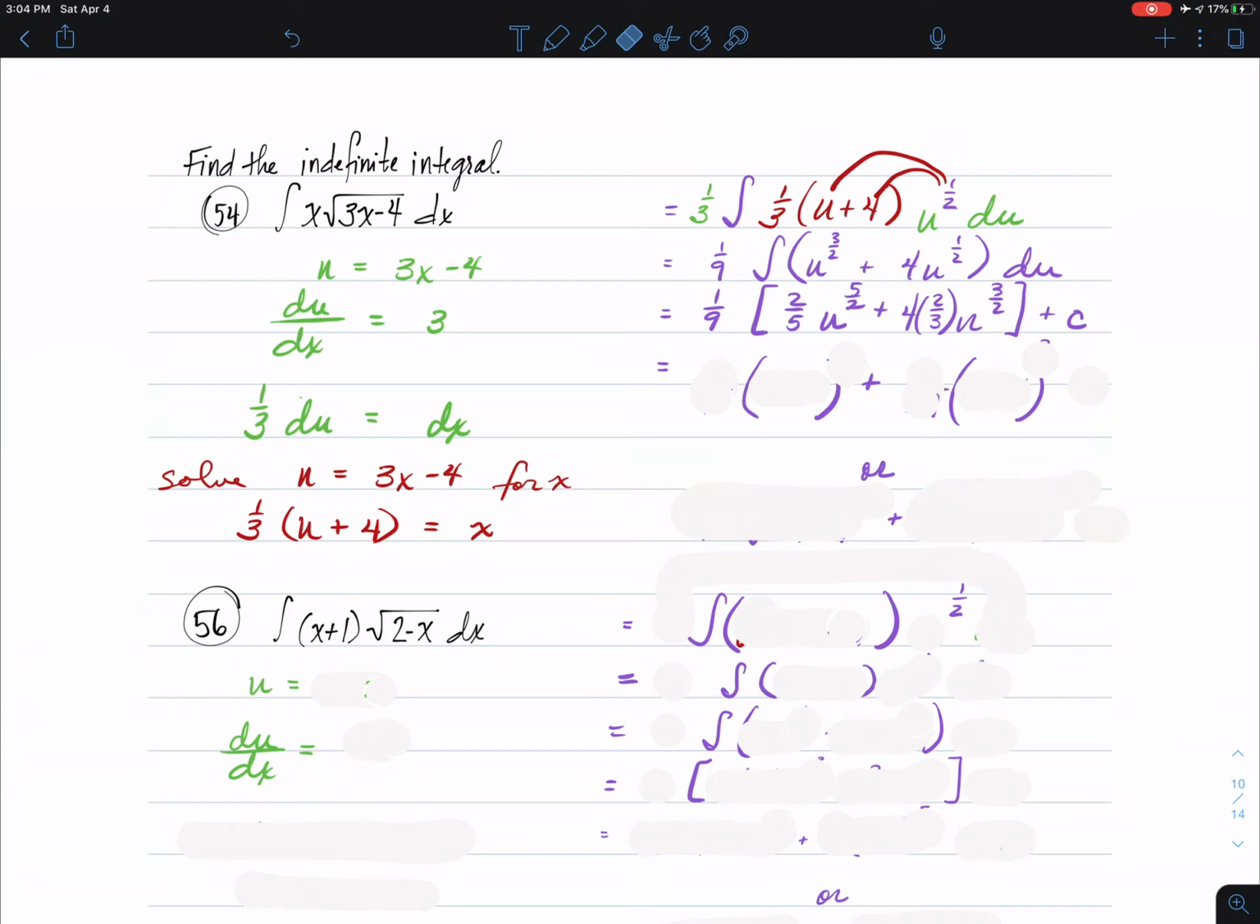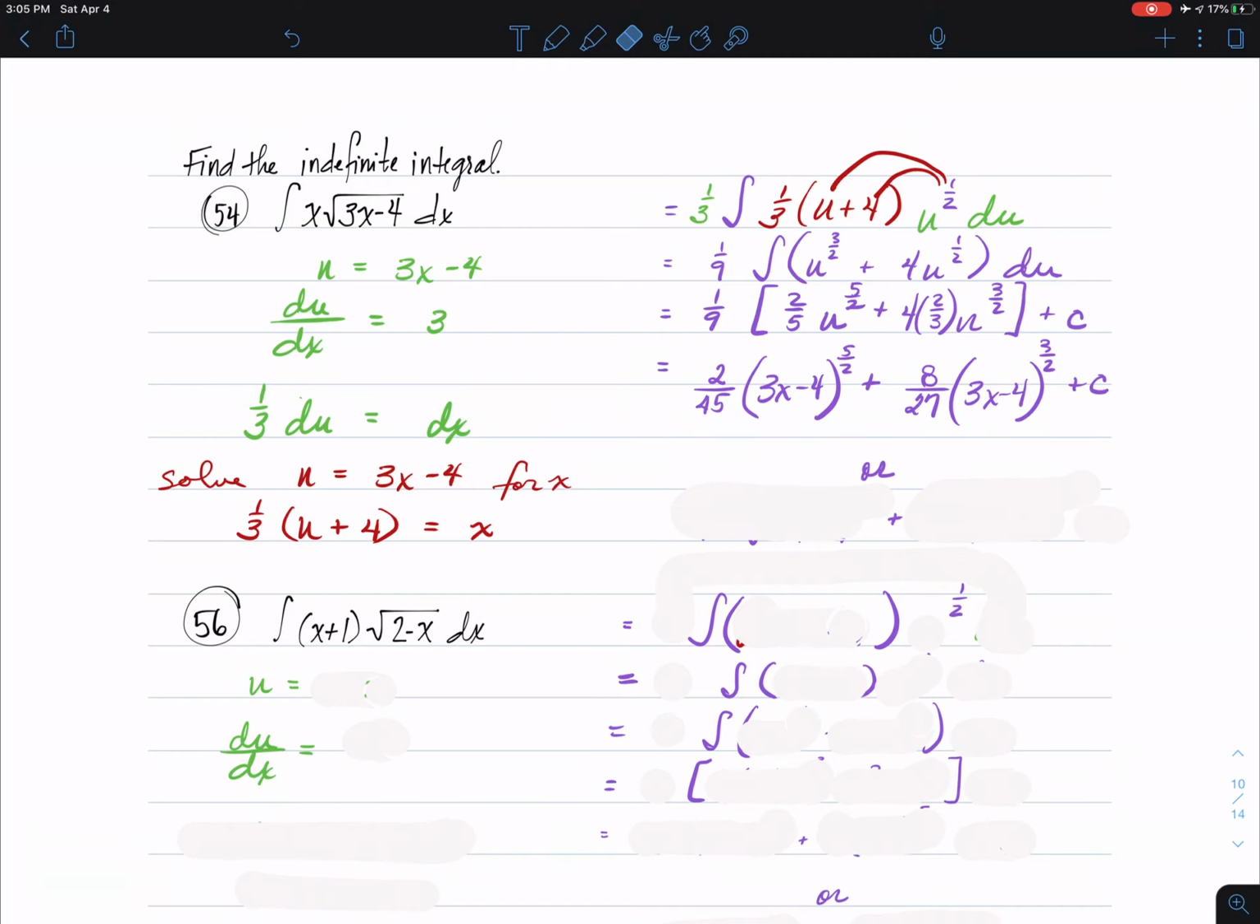One of the things that I did here is that I went ahead and distributed the 1/9 to the two terms. So I'm going to have 2/45, so that's going to be these two pieces multiplied together, times u, but instead of a u, now I'm going to have my 3x minus 4 raised to the 5/2. And then the 1/9 times the 8/3 is going to end up being 8/27 times my u, which is now 3x minus 4, raised to the 3/2 plus c.